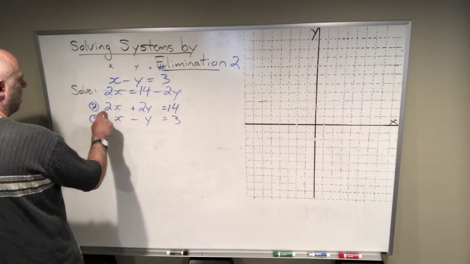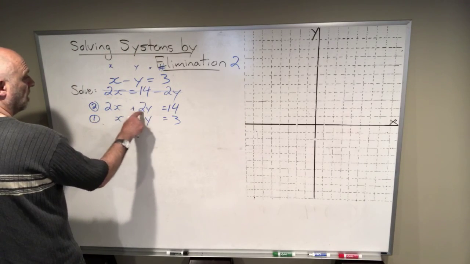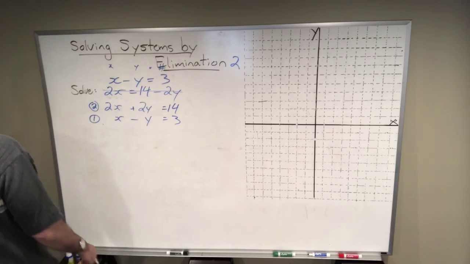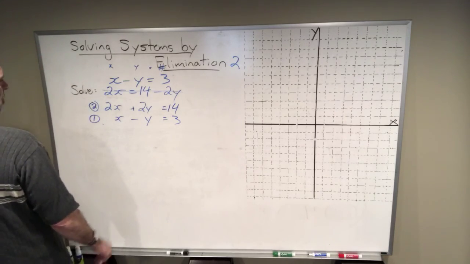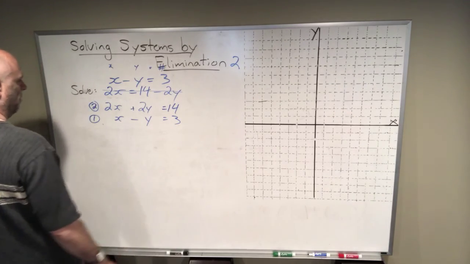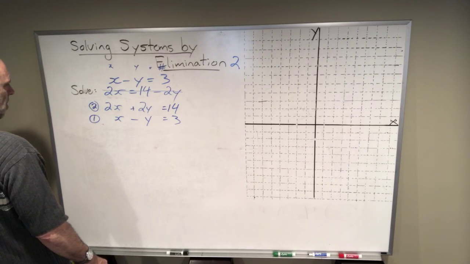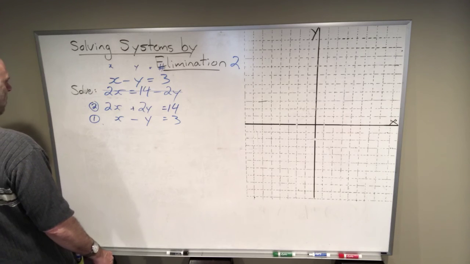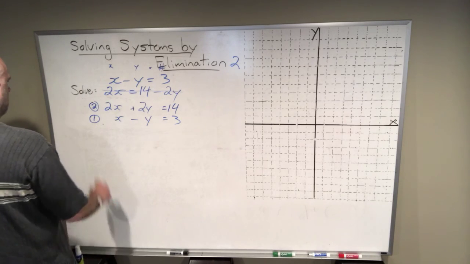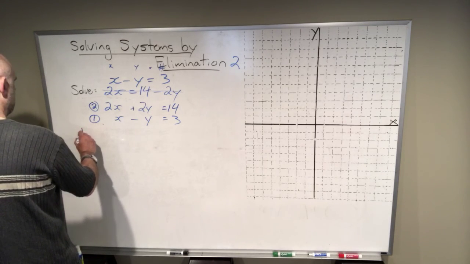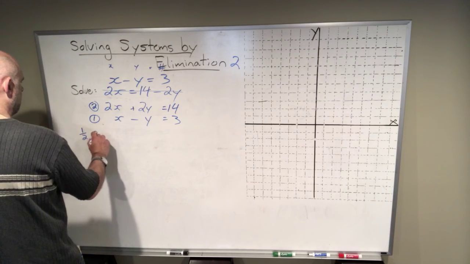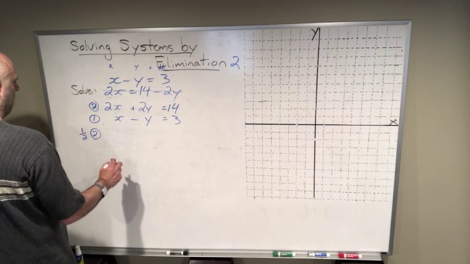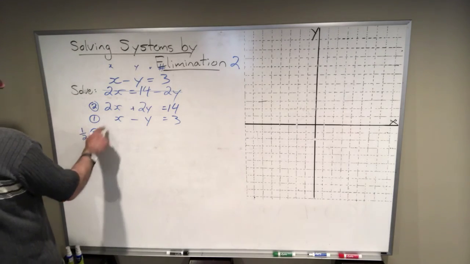So I could multiply this one times a half. That's possible. Or I could multiply this one by 2. I really would like to do the first one by a half, just because that's kind of different. And I want to show you, think outside the box, try stuff. Don't say, ew, fractions, ew. Okay, I'm multiplying a half times equation 2.